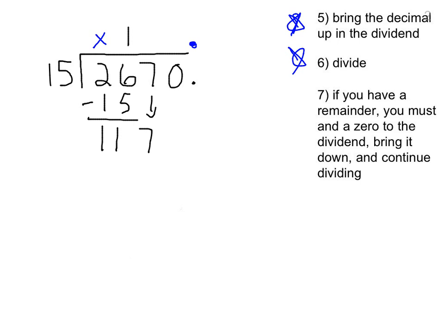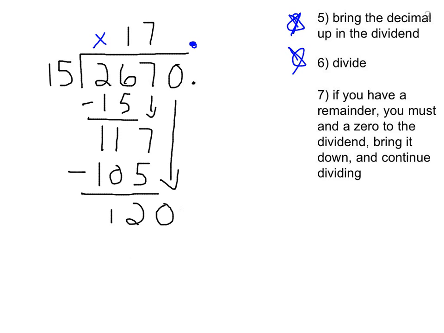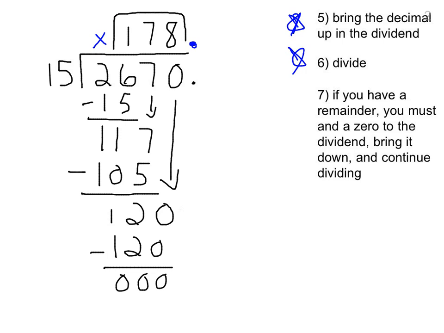Now 15 goes into 117 7 times. 7 times 15 is 105. And subtract, we get 12, and bring down our 0 all the way here. And 15 goes into 120 8 times. 8 times 15 is 120, so it goes in evenly, leaving us with an answer which is a whole number of 178.